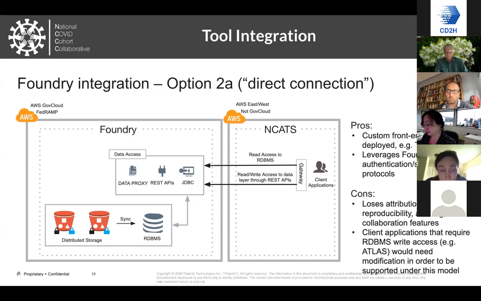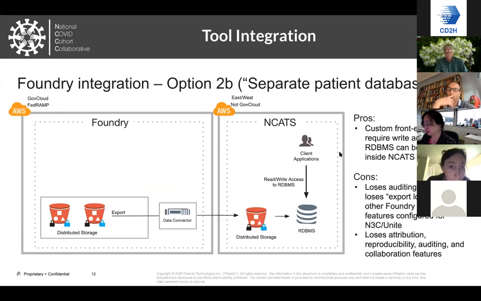And then, so Justin, if you go to the next slide, the final option, option 2B that we discussed, was essentially setting up a parallel database outside of the GovCloud environment. So this is what this diagram is showing here. And then you establish a kind of sync between the two databases. On the left side here, you have the Foundry GovCloud environment. On the right side, you have a different environment, in this case, the NCATS East-West environment. And you set up a separate RDBMS in that environment, and then you essentially sync the two kind of clusters.